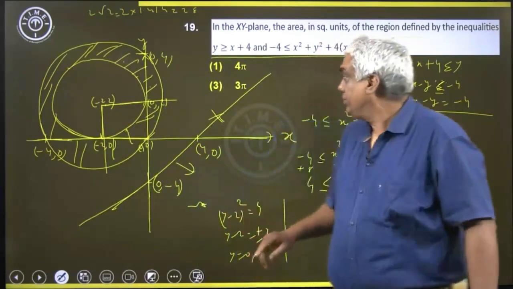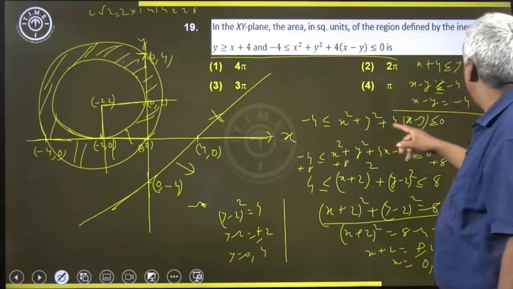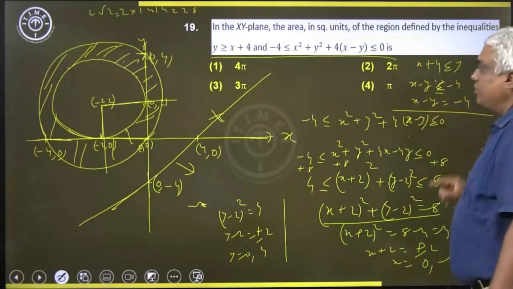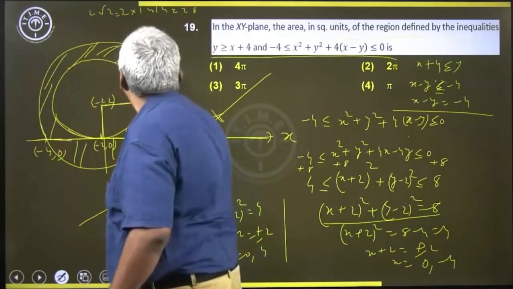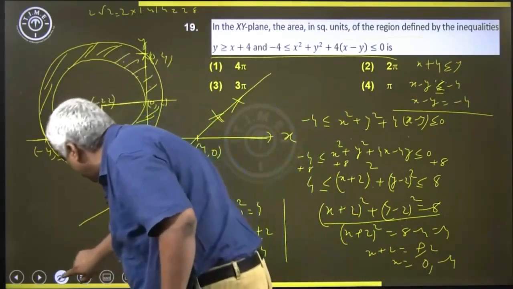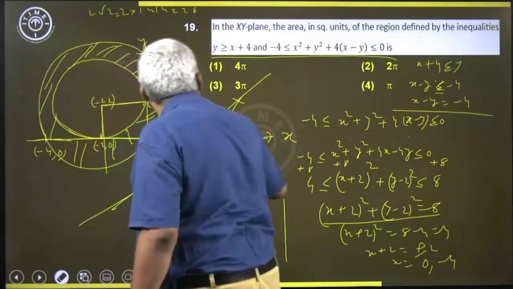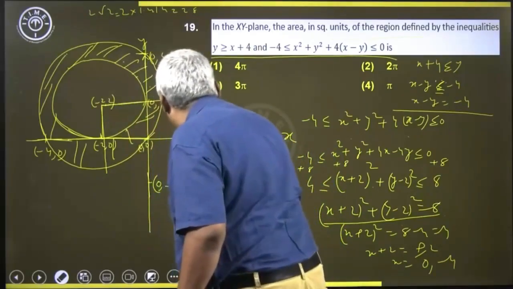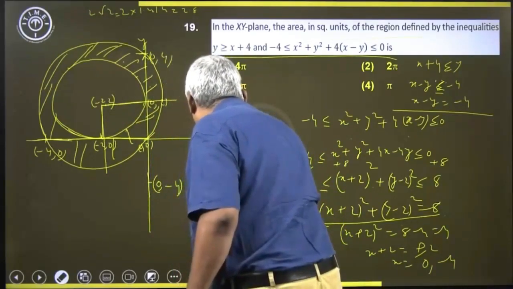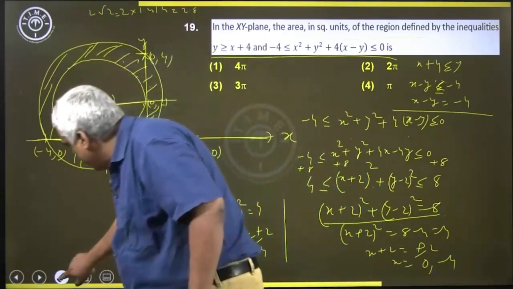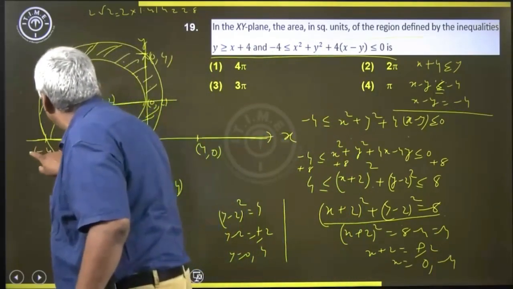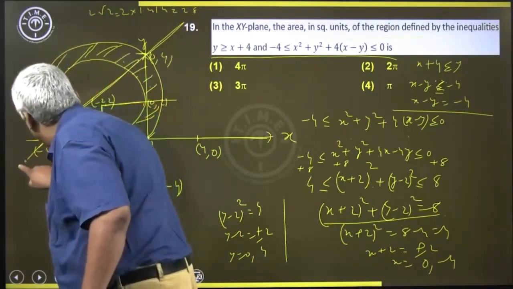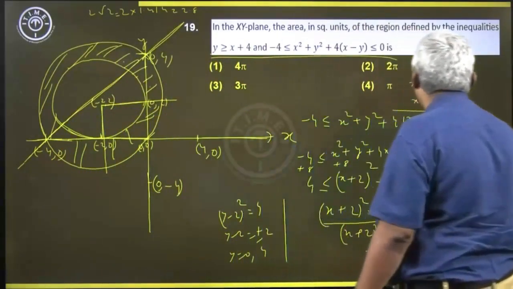So the line is passing through minus 4 comma 0. If y is 0, x is minus 4, and if x is 0, y is 4. So the line is passing through this point and this point. My mistake, I have made the wrong line, so this is the wrong diagram. It was a blunder, okay, fine. So basically the line will pass through these 2 points. This is the line, I mean the inequation, okay.